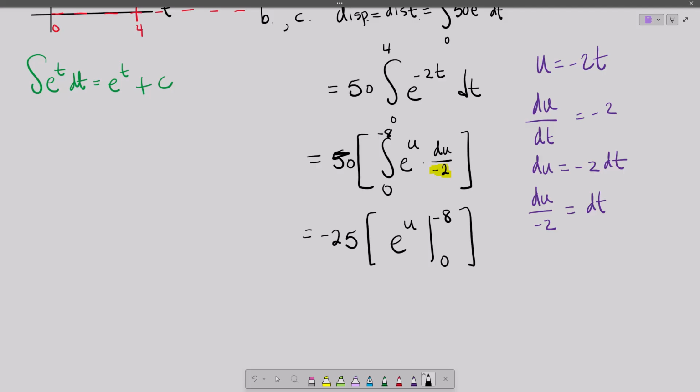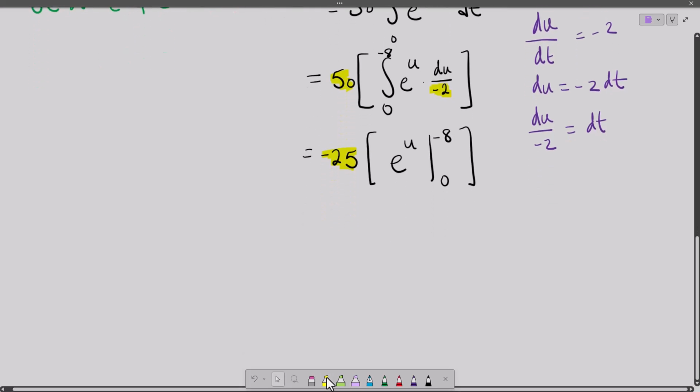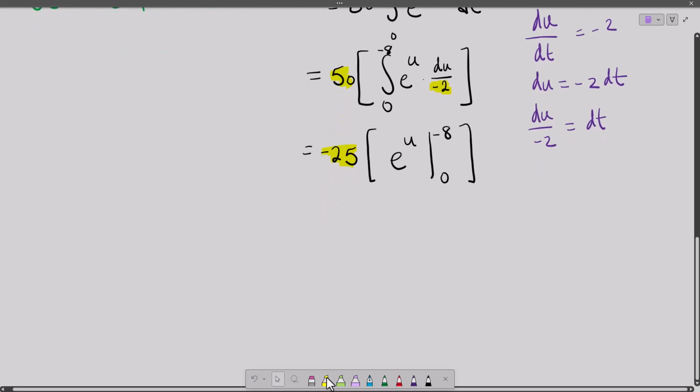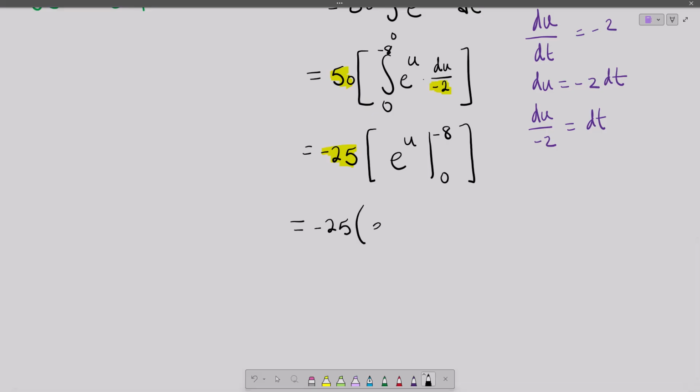And so the negative 2, those two got combined into that. And now we just evaluate here. So we have negative 25 multiplied by e to the negative 8 minus e to the 0. This is negative 25. Can't do anything with e to the negative 8, but e to the 0 is 1. So we have that.